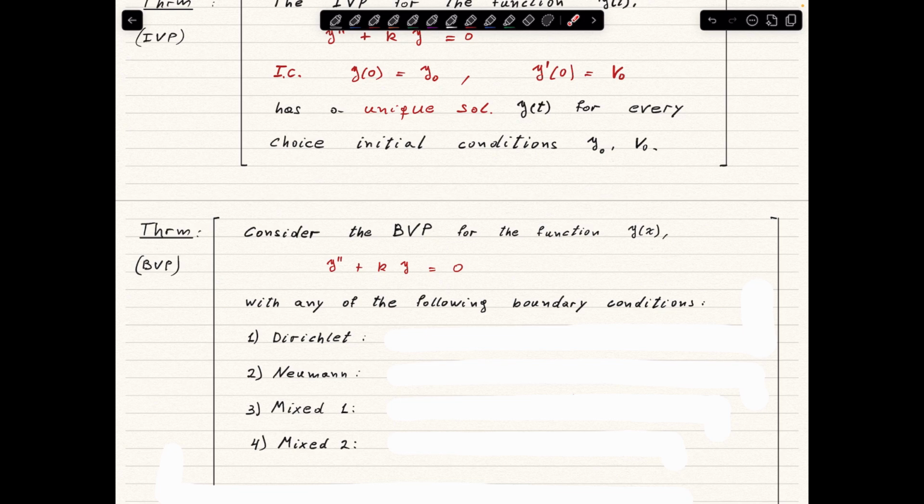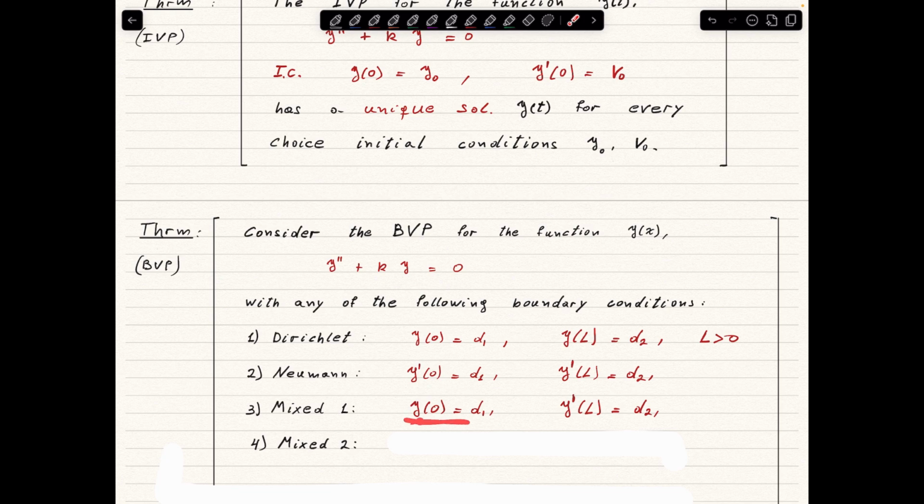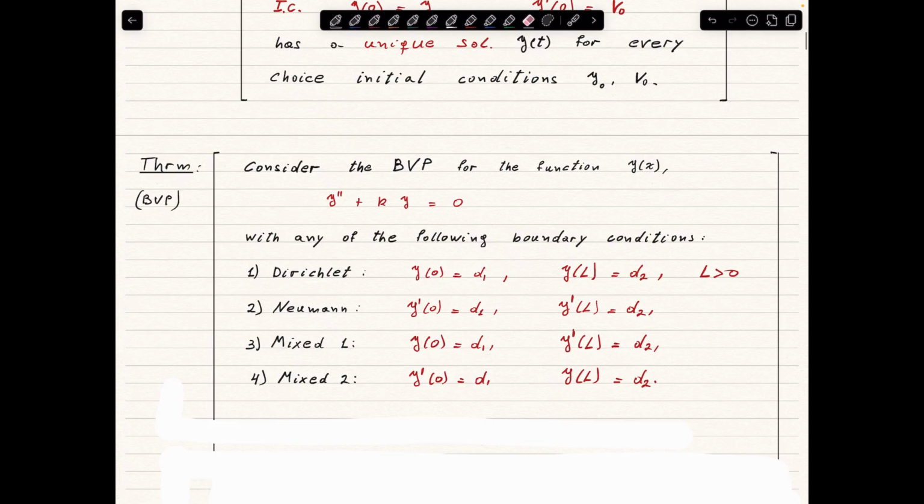So the boundary value problem with Dirichlet conditions means to find from all the solutions of the differential equation the solution that satisfies this condition. So the values of the function at two different points are given. Recall Neumann is a condition on the derivatives of the function. And recall mixed is a condition on one side for the function and the other side for the derivative, or vice versa. These are different types of problems. So consider all these four problems. These are four boundary value problems.